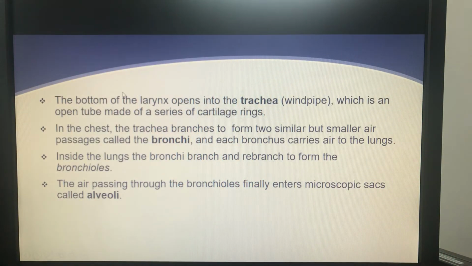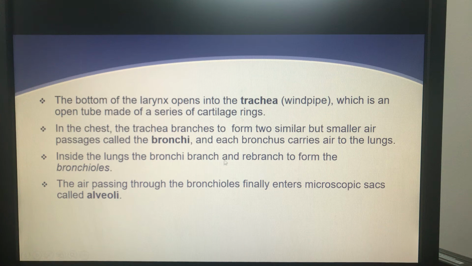All right. So at the bottom of the larynx opening is the trachea, or the windpipe, which is an open tube made of a series of cartilage rings. In the chest, the trachea branches to form two similar but smaller air passages called the bronchi, and each bronchus carries air to the lungs. So the trachea goes down, and then it branches off, and we're getting closer to the lungs at this point.